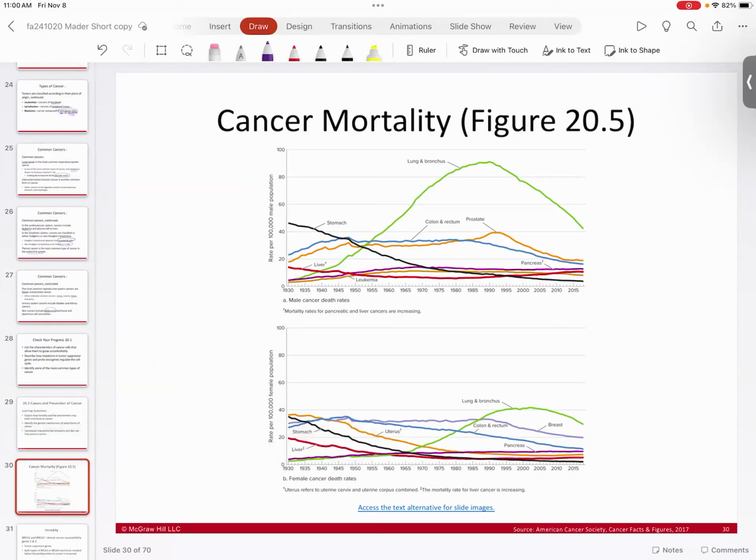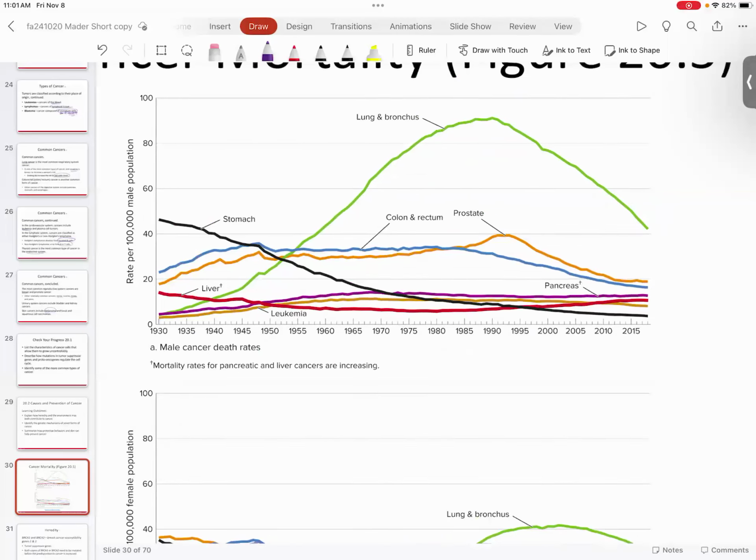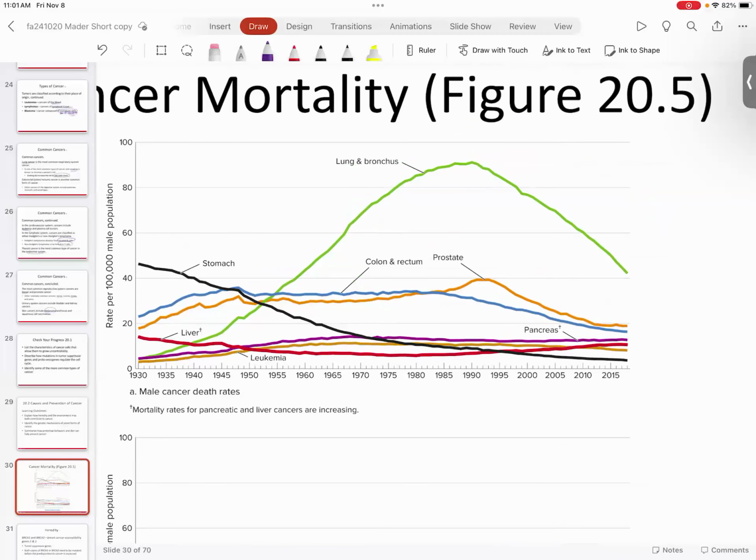So let's go ahead and take a look at mortality figures. So this is basically going to be looking by year, the rate per 100,000 in terms of the male population, the female population. So you have the different types of cancers in different colors. So you can see for males, lung cancer is very high. Liver cancer is fairly low. Leukemia is fairly low. Pancreatic cancer is fairly low. The other main one is colon cancer and prostate cancer for men.